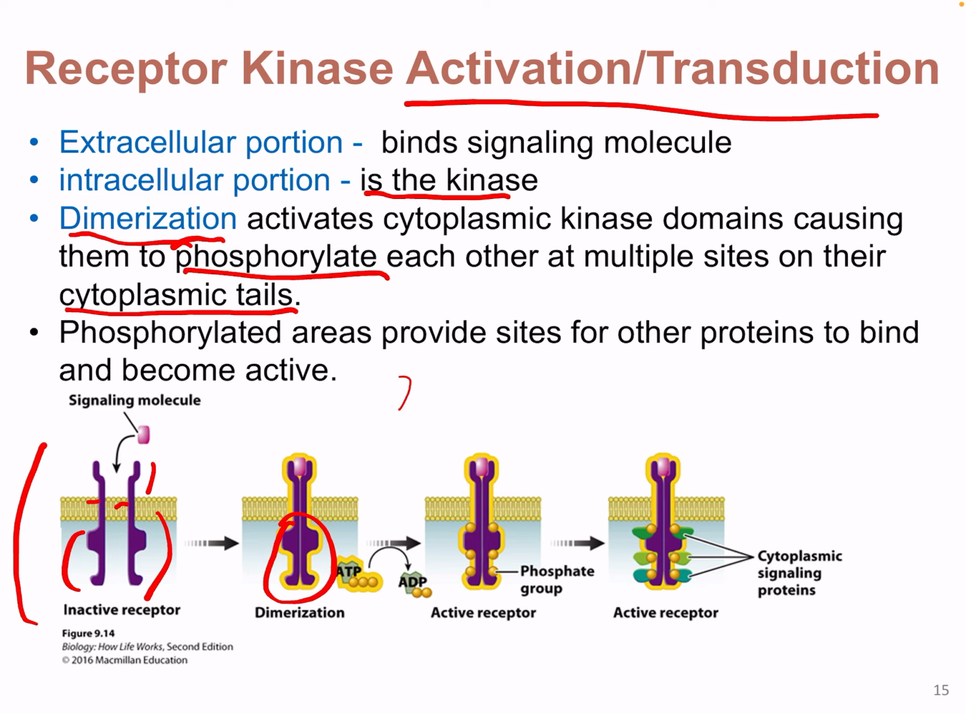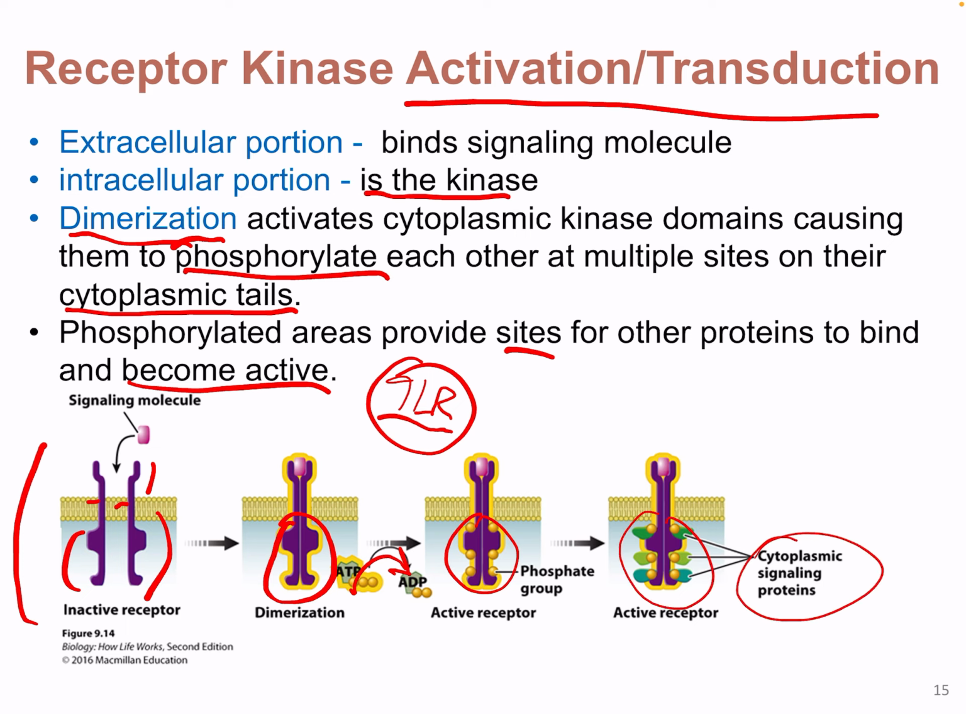We also see this in our toll-like receptor signaling and several other types of pathways. But if you go back to our immunology lecture and look at the TLR pathways, we'll see that those dimerize as well. Phosphorylated areas provide sites for other proteins to bind and become active. So once they dimerize, they're now ready. ATP releases its phosphate, and the protein is now phosphorylated with these phosphate groups attached. Once that happens, it allows other proteins to bind, so these cytoplasmic signaling proteins are now able to bind due to the shape changes.